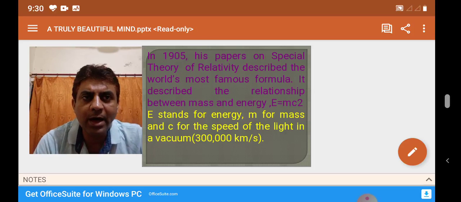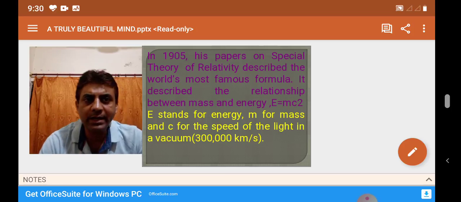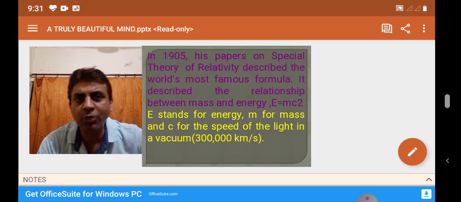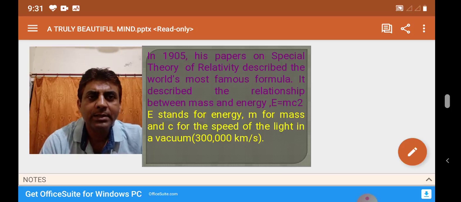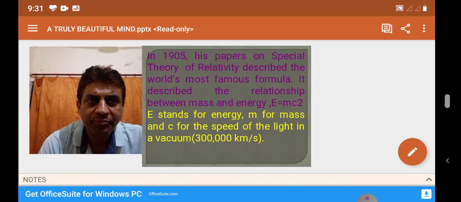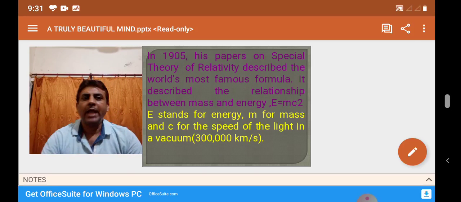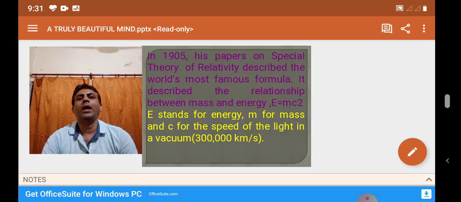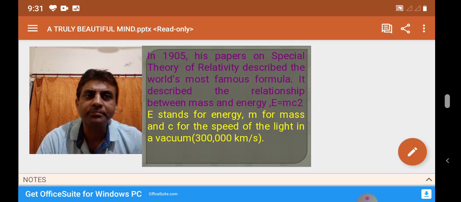In 1905, the special theory of relativity gave the world the best formula, that is, E is equal to mc square. E here stands for energy, m for mass, and c for the speed of light in a vacuum.